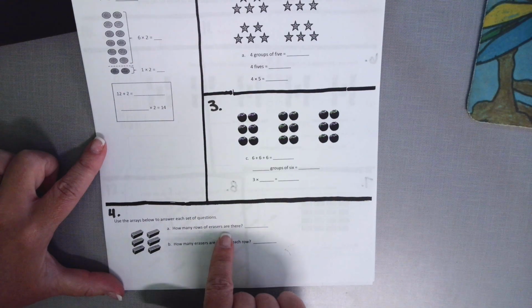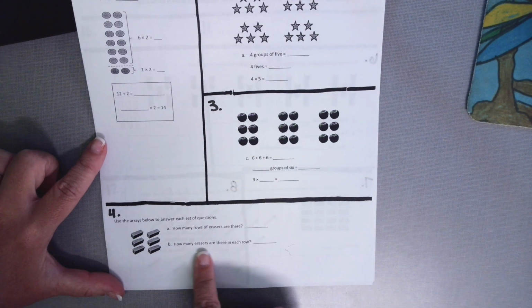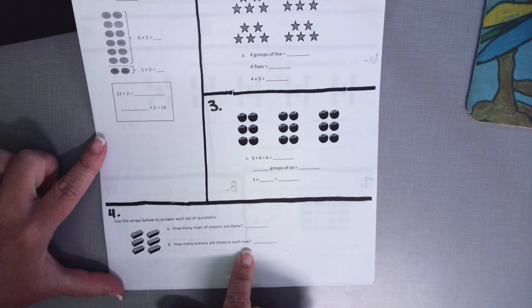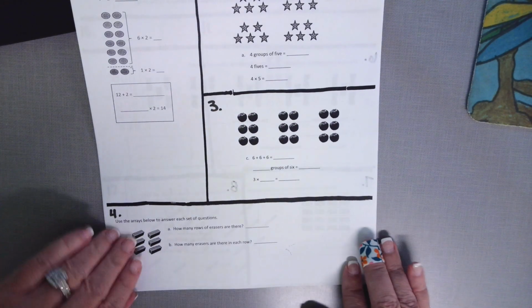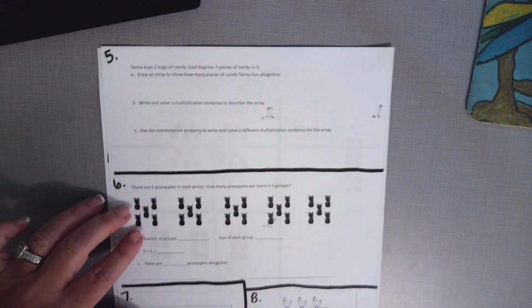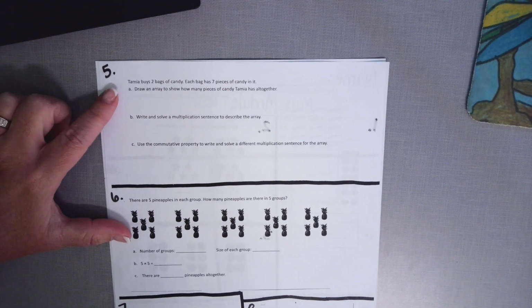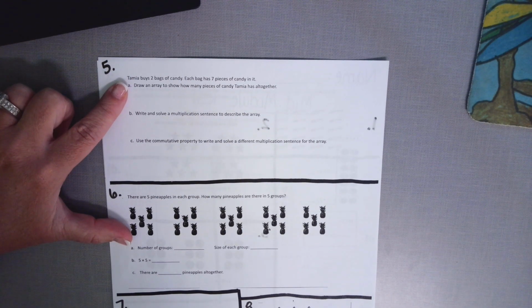How many rows of erasers are there? How many erasers are there in each row? Don't get the rows and columns mixed up. All right, number 5. Tamia buys 2 bags of candy. Each bag has 7 pieces of candy in it. Draw an array to show how many pieces of candy Tamia has all together.